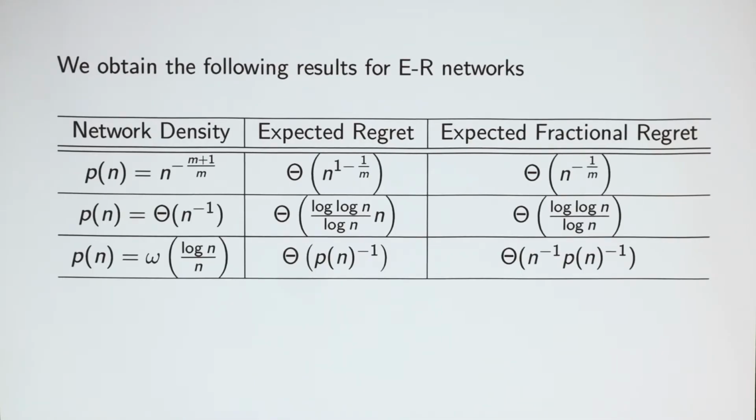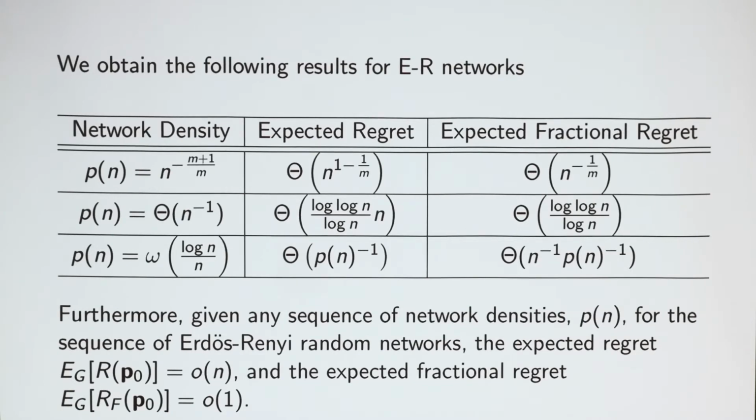The following table summarizes our main results. It looks a little bit complicated, but I will come back to this later. It basically tells us that under different network densities, we will obtain different asymptotic rates of expected regret and expected fractional regret. And all these rates are theta rates. That means that they are tight. Furthermore, we are able to show that given any sequence of network densities for the sequence of Erdos-Renyi random graphs, the expected regret grows sublinearly in the size of the network, and the expected fractional regret vanishes asymptotically.